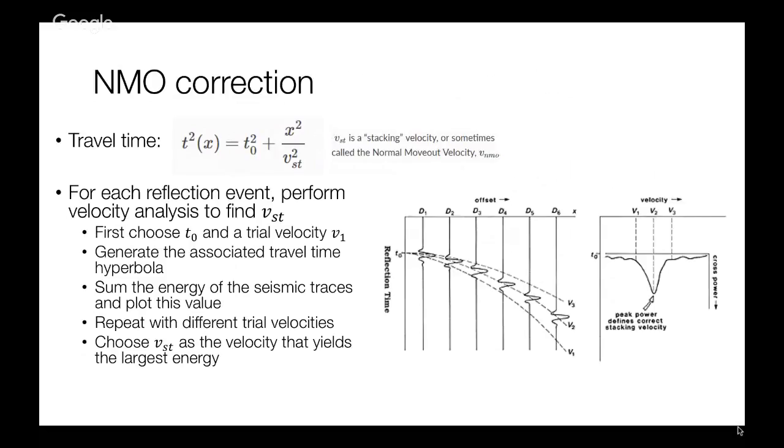And so you can also, if you want to, automate that picking of which is the best fitting velocity. You can sum the energy along each one of these hyperbolas, and then the one with the peak energy is going to be the one that is fitting those arrivals the best, if that makes sense.